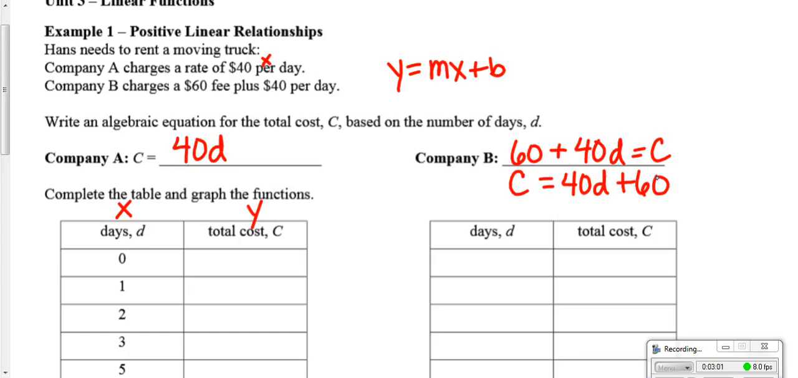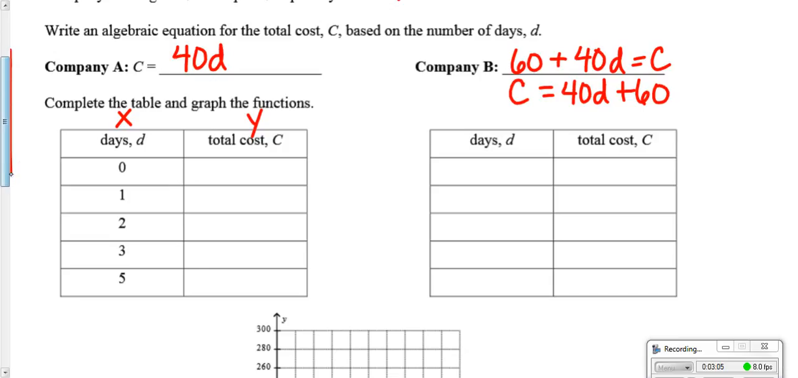So if I take a look at company A in their table, oops, trying to scroll down a little bit. For 0 days, all I'm doing is substituting 0 in for D and solving. So 0 times 40 is 0. 1 times 40 is 40. 2 times 40 is 80. 3 times 40 is 120. We're jumping to 5. 5 times 40 is 200. So again, all I did was substitute all of my D values into the equation and solve.